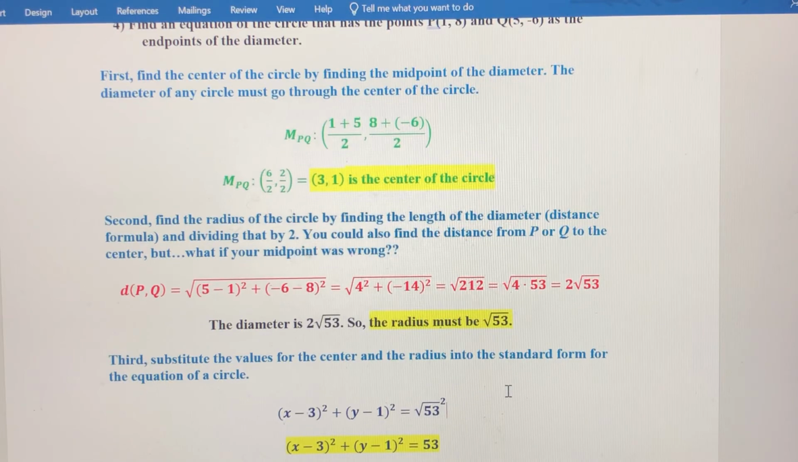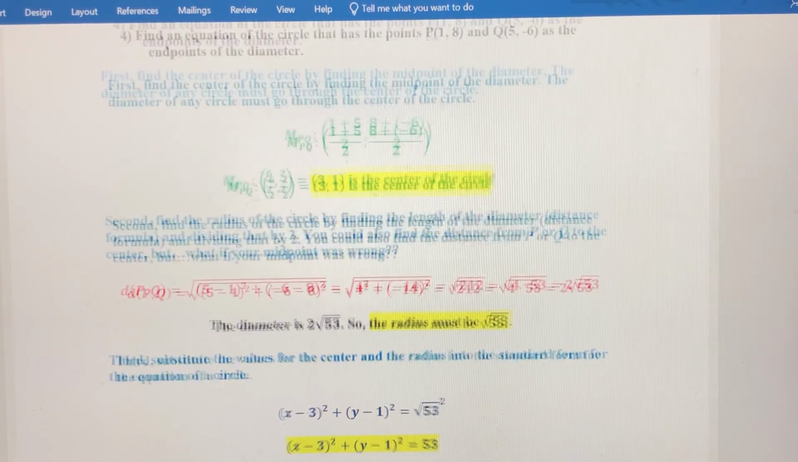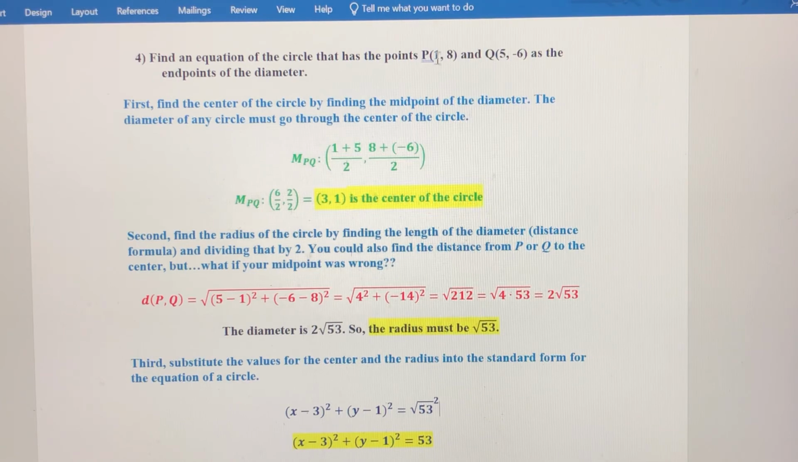Now, if you want to check your work and verify that, I'm going to zoom out just a little bit. If you plug in either of these ordered pairs, (1, 8) or (5, -6), you should be able to plug either or both into our equation, and it should be true, because these points are on the circle. So if I plug in 1 for x and 8 for y, I should get a true statement here, and you will, but I still want you to check that. So this is the equation of the circle with the given information.